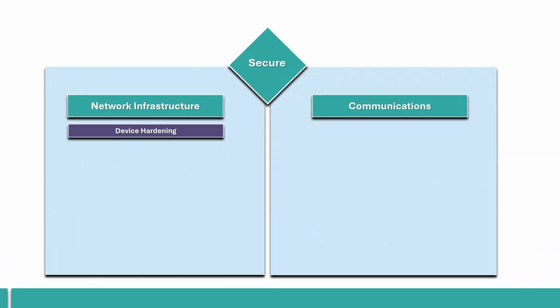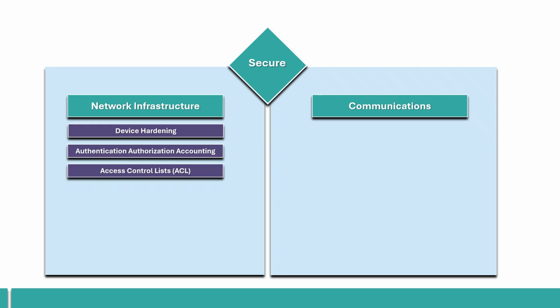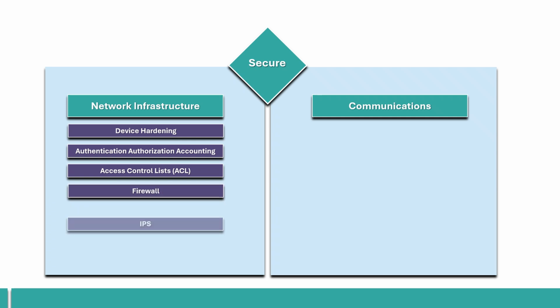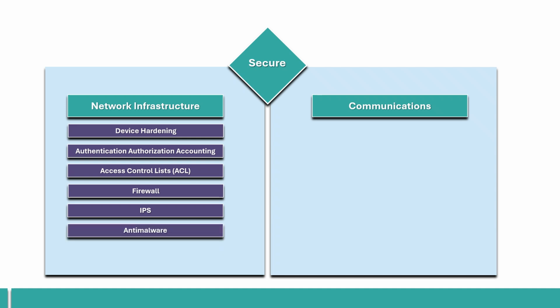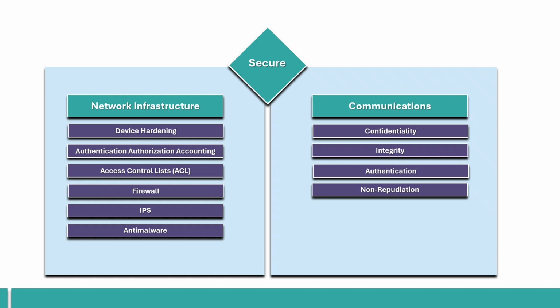Components of network security include device hardening, using AAA service, configuring access control lists, installing and configuring firewall, using intrusion prevention system, and installing anti-malware. Components of communication security include confidentiality, integrity, authentication, and non-repudiation.